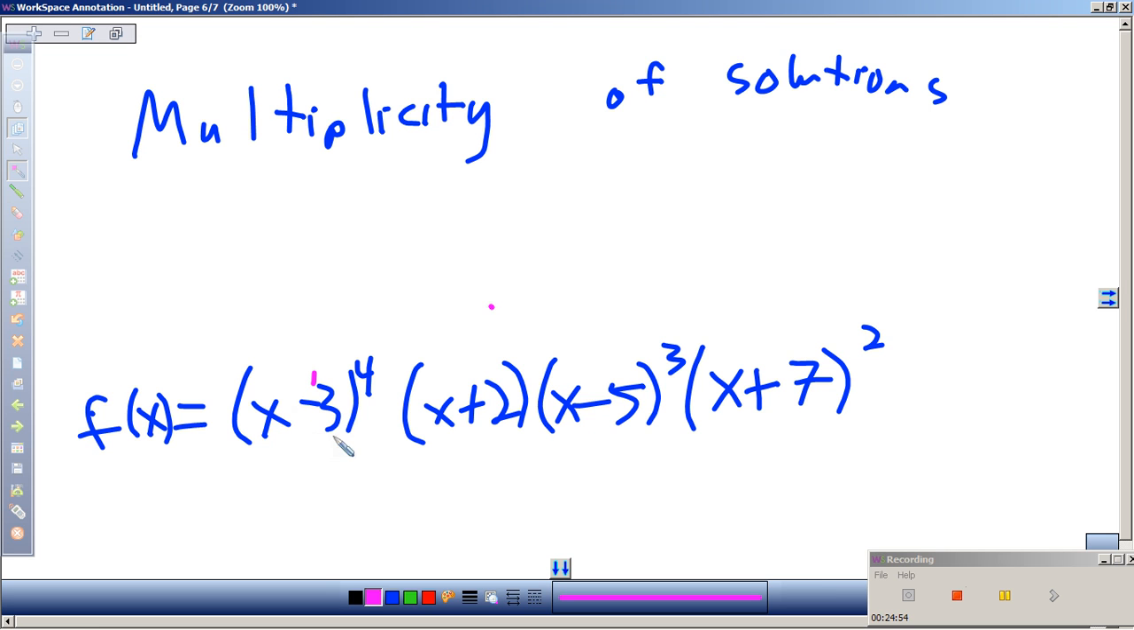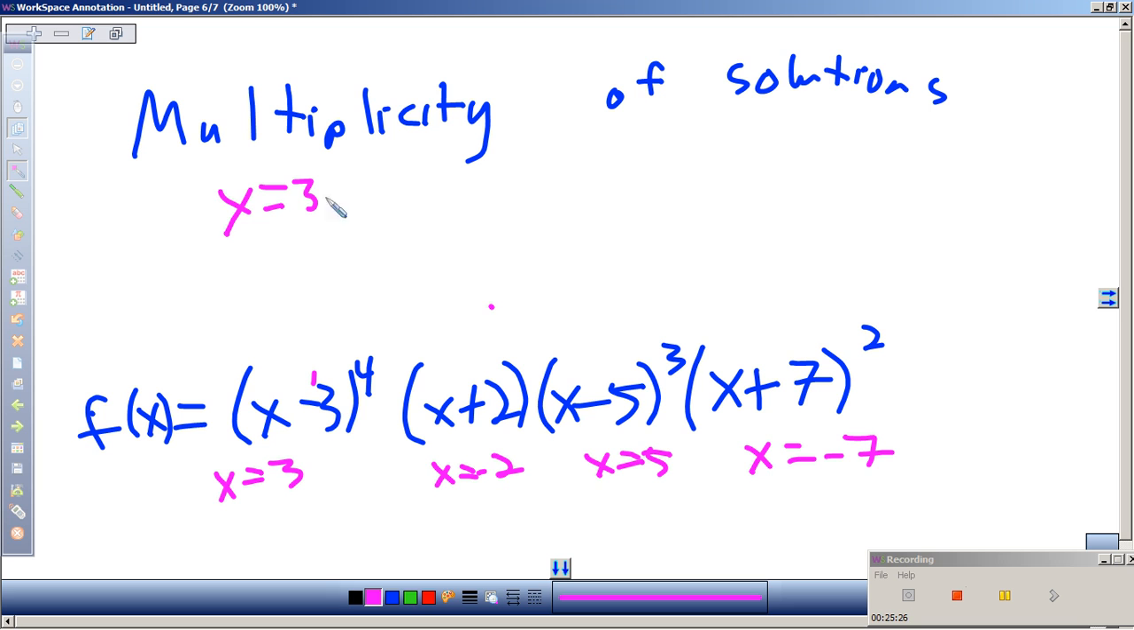What are the zeros? x equals 3, x equals negative 2, and x equals negative 7. Now, multiplicity is we're saying how many times does a certain solution occur? So, how many times does the solution x equals 3 occur in this? 4 times. So the solution x equals 3 has a multiplicity of 4, meaning the solution occurs 4 times in this.